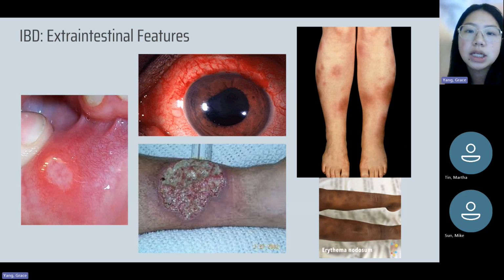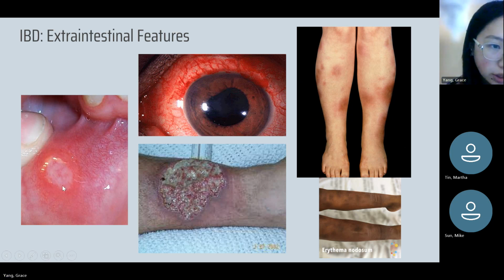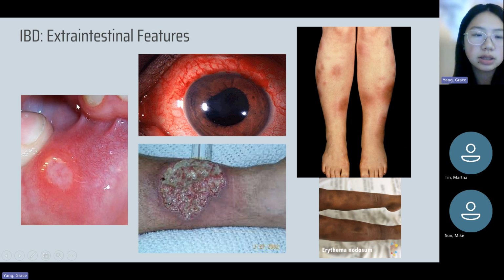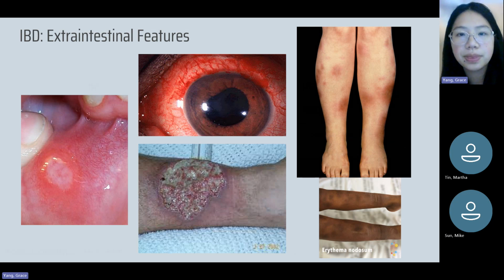So IBD can show up with extraintestinal features. So this is also where there's a difference between irritable bowel syndrome. So this is an ulcer, I think, in the mouth, yeah. And you get anterior uveitis, and this is called pyoderma gangrenosum, and these are erythema nodosum. So you get the ulcer only in Crohn's disease. I think the others are seen across both UC and Crohn's.